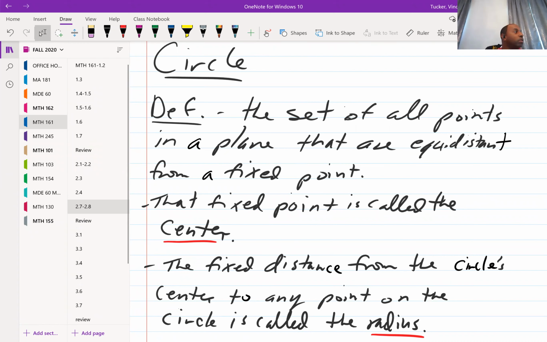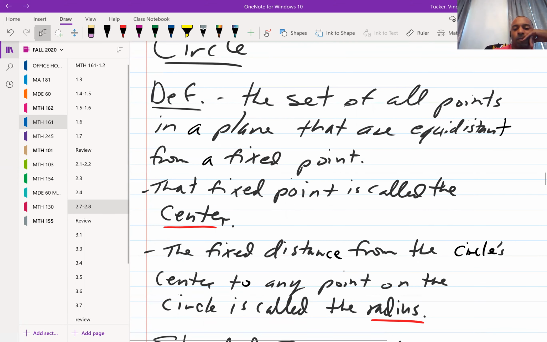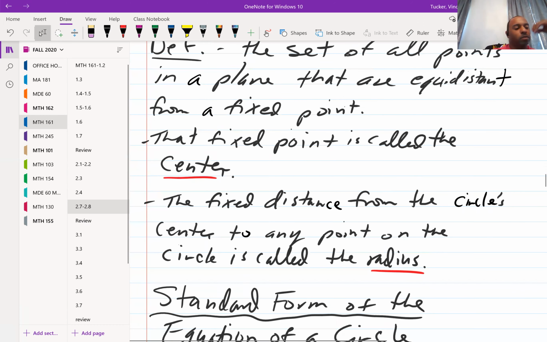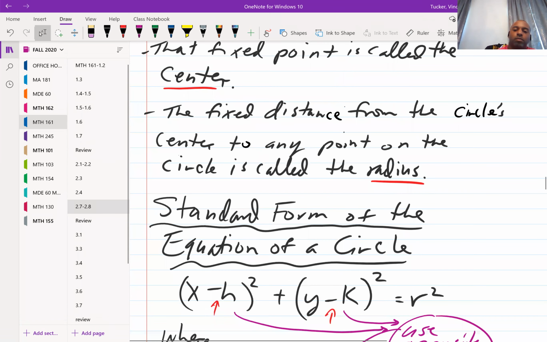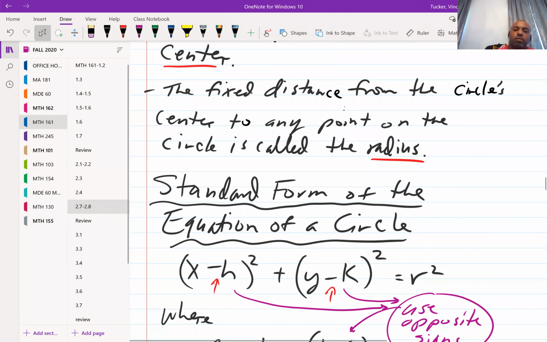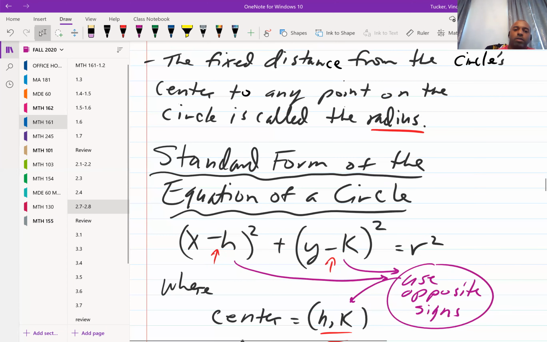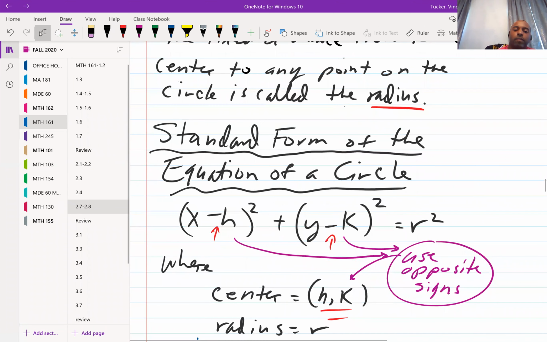Any questions? Any questions so far? All right. Everybody good? All right. So the standard form of the equation of a circle.